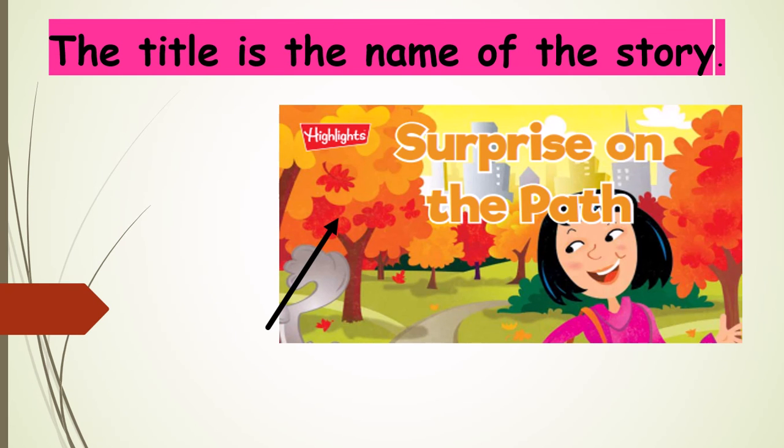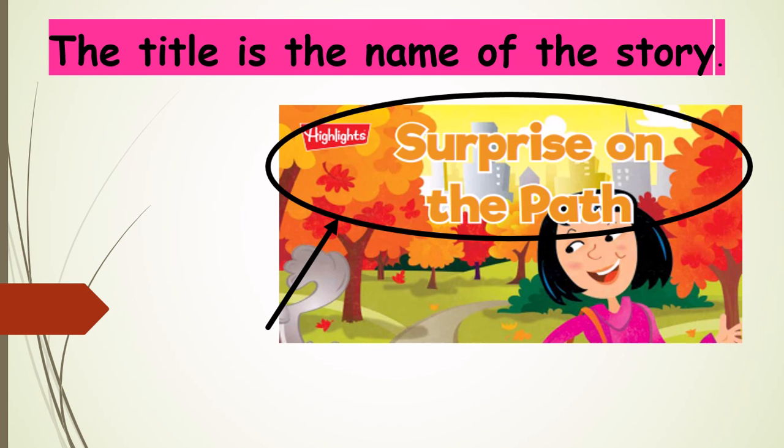In this picture, what is the title of our story? The title of our story is Surprise on the Path. So the title is the name of the story. And what about our title? Surprise on the Path. Super. Let's go to something else.